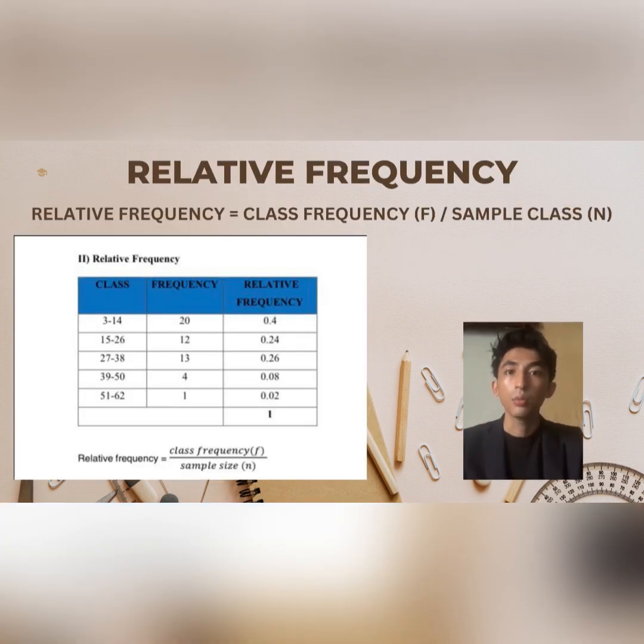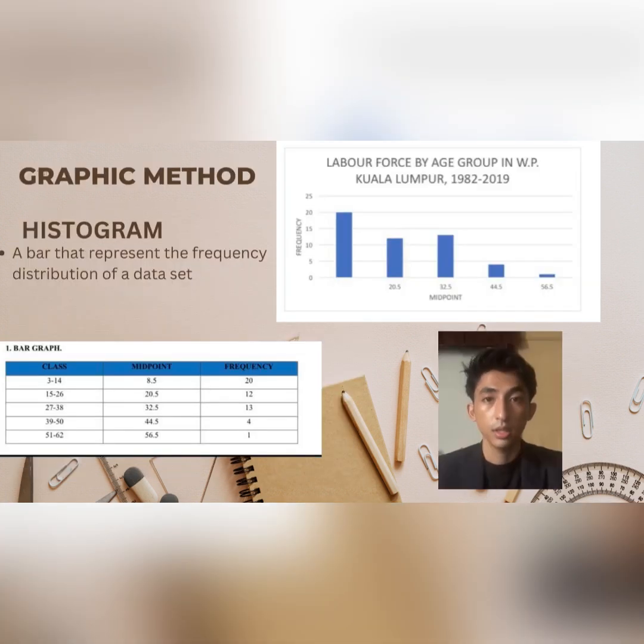As you can see, we have a formula for relative frequency: class divided by sample class. In relative frequency, we have 3 columns, which are classes, frequency, and relative frequency. For the classes, we have 5 classes. For the frequency, we do calculations to get the true answer. At the end, we get 50. For the relative frequency, we get the first class 0.4, second 0.24, third 0.26, fourth 0.08, and the last one 0.02.